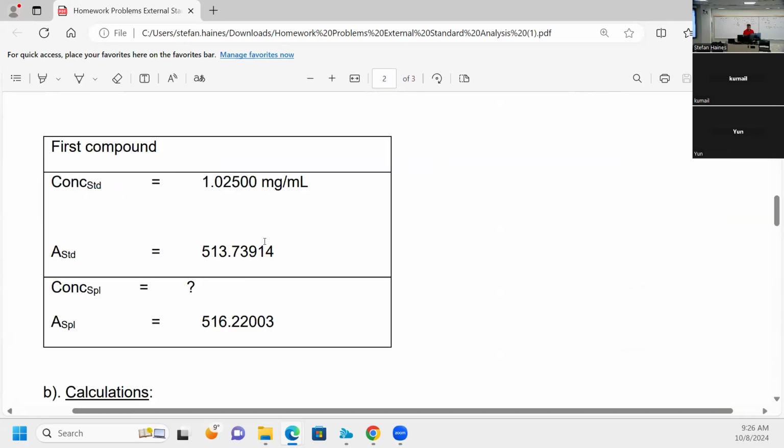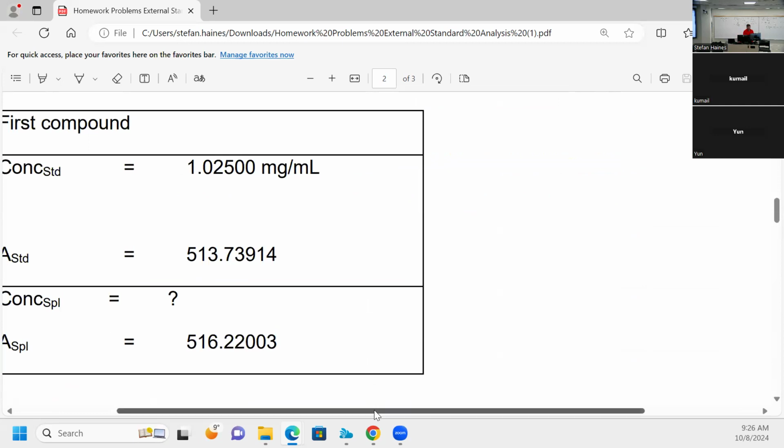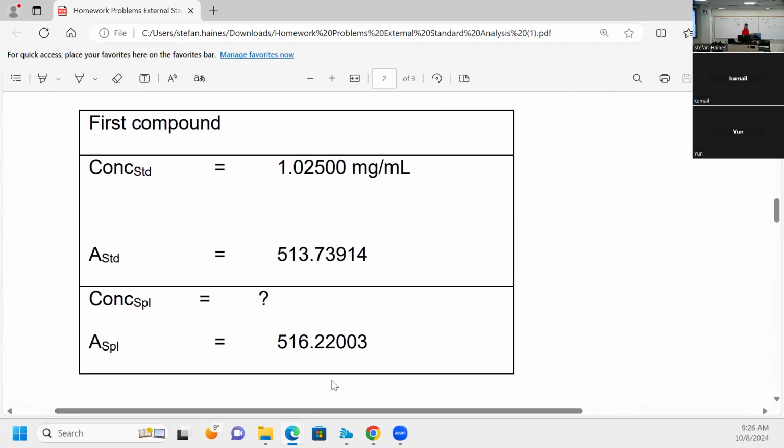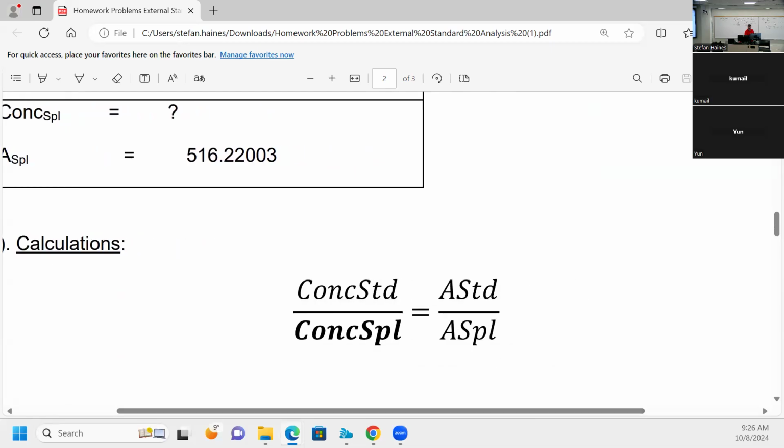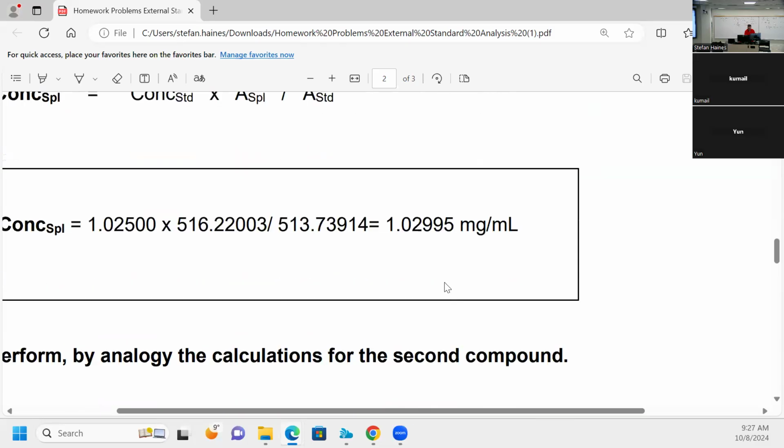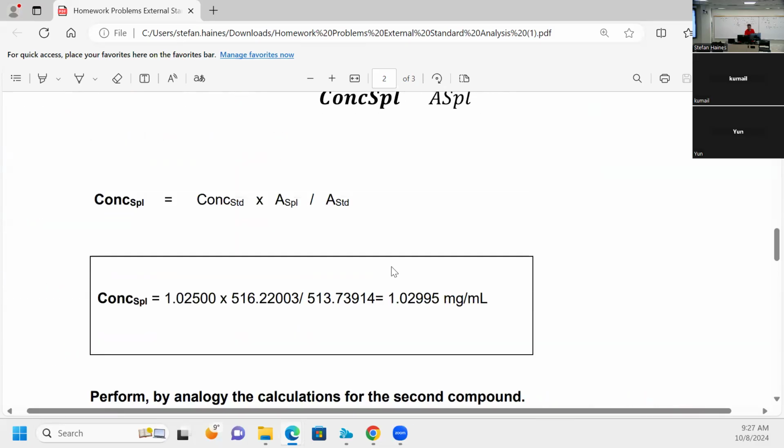So the first one is the concentration of our standard. The sample concentration is the one we want, so we'll rearrange our equation to find that one. Throw it in there. There's our formula. And we'll get our final answer. So the sample concentration is 1.02995 milligrams per milliliter.